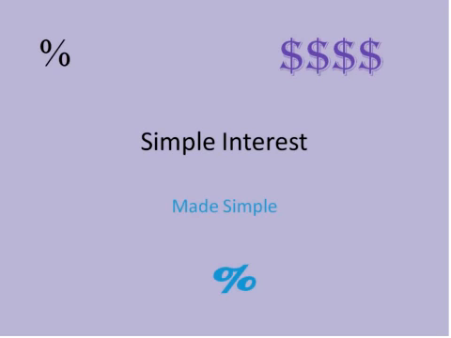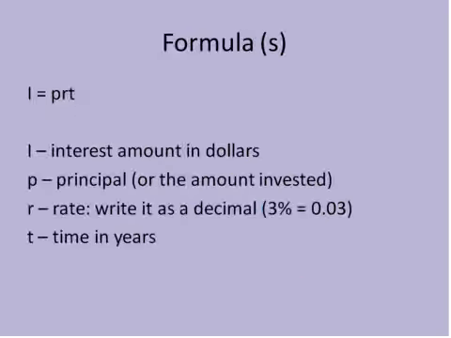We're going to have our lesson about simple interest. We're going to try and make it simple and learn about interest. First off, the formula or the formulas that you'll look at are all based off of this. The interest amount is equal to the principal times the rate times the time.